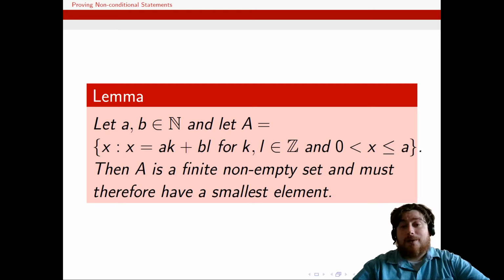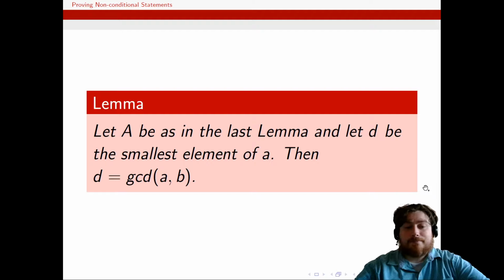Now, what I'm going to say is, eventually I want to show that the greatest common divisor is indeed equal to the smallest element of that set. So, if I let A be as in the last lemma and D be the smallest element of A, what I want to show is that D is equal to the greatest common divisor of A and B.